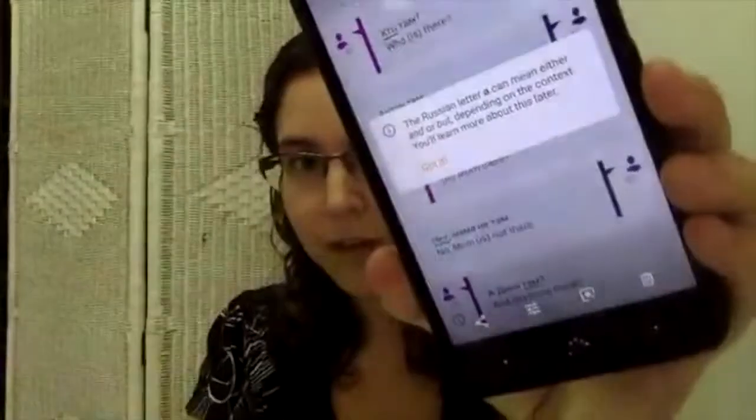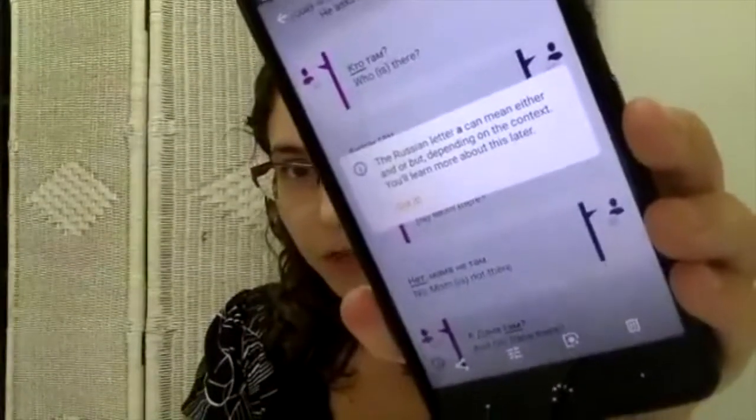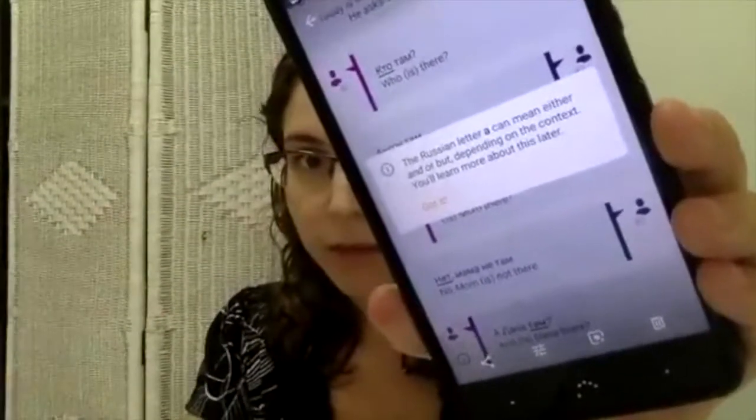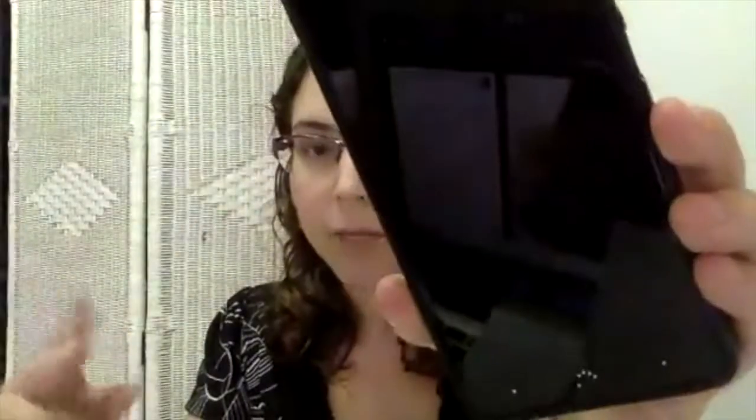And there you see there is one small grammar explanation that pops up, telling me that the letter A can mean two different things, and that's something we will see later. So that means that Babbel does have some grammar explanations, which was not the case in Rosetta Stone and Memrise. So that's something already, it's important.